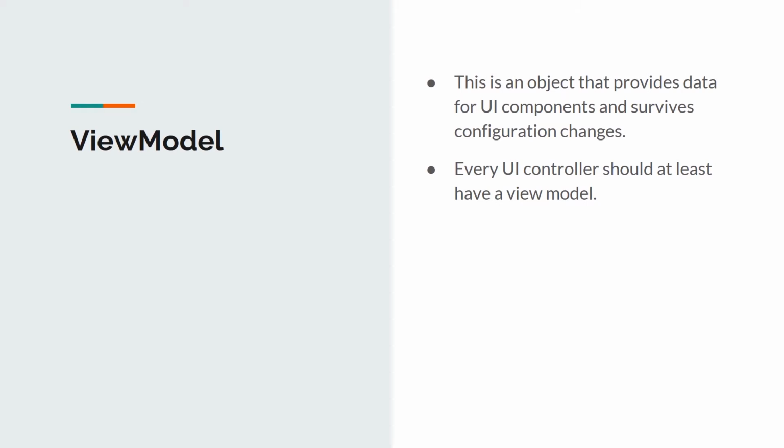So what is a view model? A view model is just an object that provides data for your user interface components and survives configuration changes. This sounds like an optimal solution for the application. So we should also try at least to have a view model for every UI controller. And by UI controller, I mean fragments and activities.